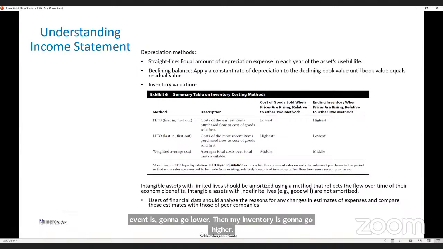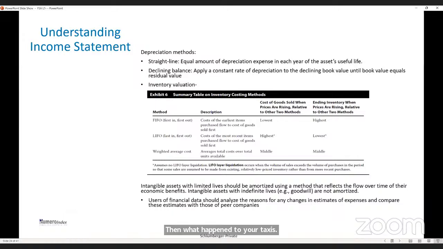Then what happens to your taxes and cash flow? In FIFO, as compared to LIFO, in increasingly inflationary or rising prices, your cash flow is expected to be higher in LIFO because you're going to pay lower what? Taxes. Yes, because your gross profit margin has already dropped. So your taxes are going to be what? Lower. These are the ways you look at it. Right? All right, but weighted average is going to be in the what? Middle. It's just going to be there.